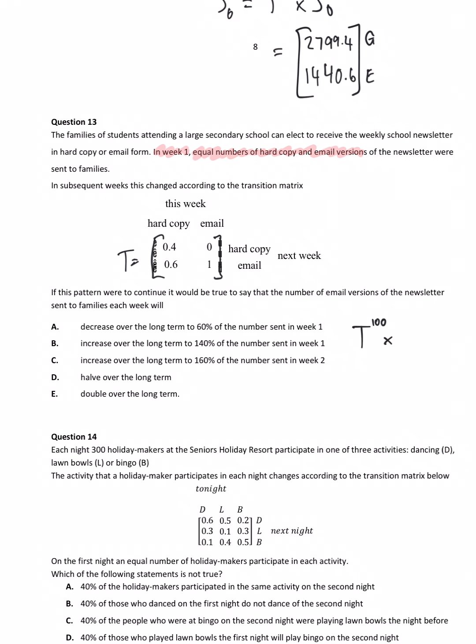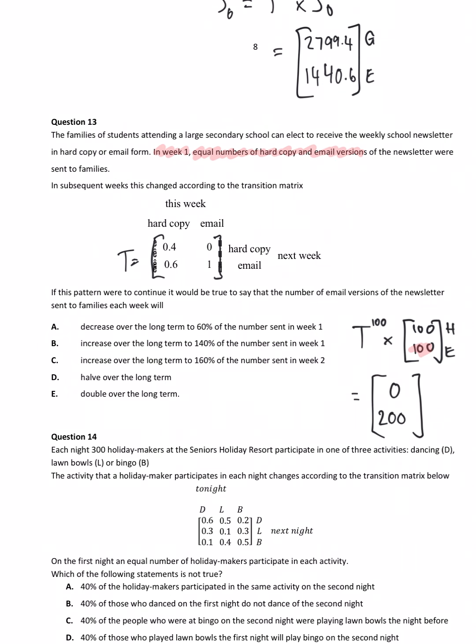Now, if we had equal numbers in hard copy and email versions, let's just say 100 in each, we could just see what happens to the email people. So this one's going to be hard copy, this one's email. We're going to see what happens to this bottom number when we do it. So I'll quickly do that. And what I essentially get is that all the people have left hard copy, and everyone's gone to email.